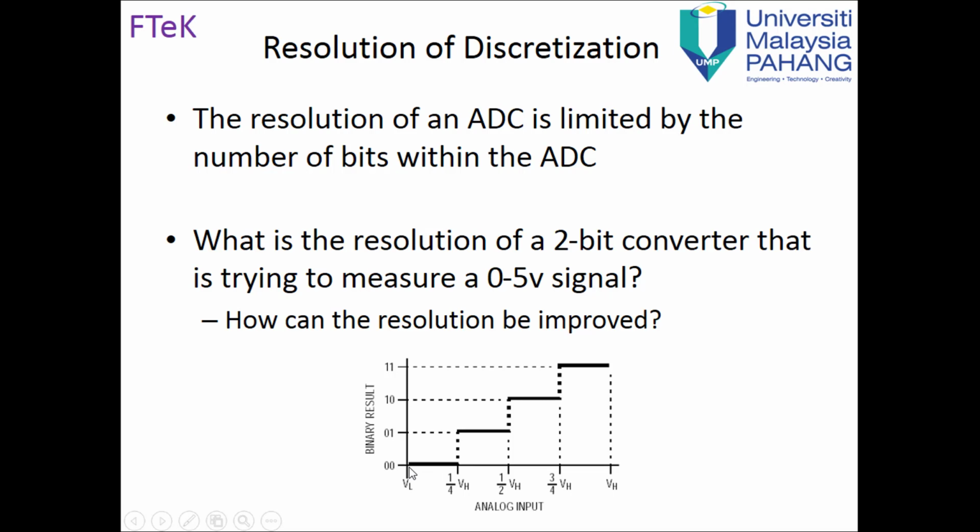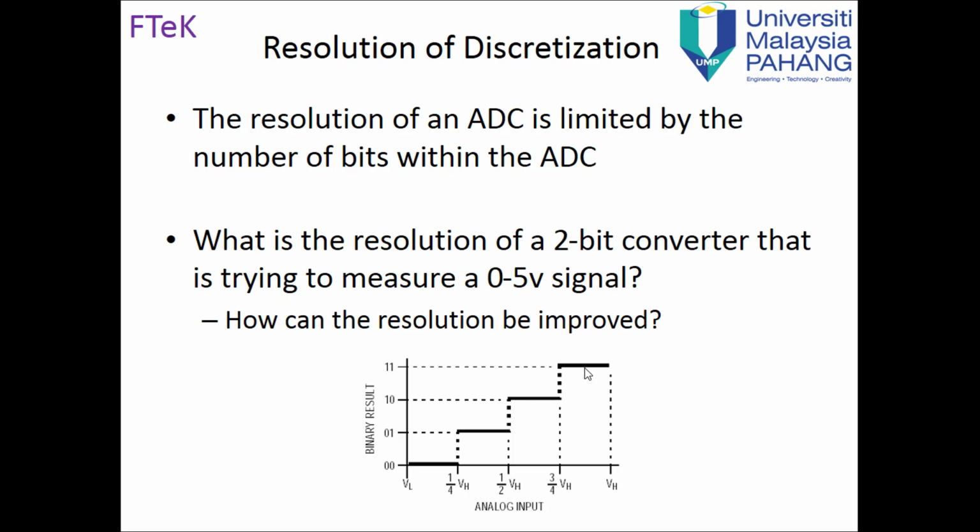So between 0 and 1.25 volt, the result will be represented by 0. Above 1.25 volt, it will be 1, until it reaches 2.5. Above 2.5, it will be represented by 2, and then until it reaches 3/4 of VH. Above 3/4 of the VH, it will be represented by 3. So we have 4 levels: 0, 1, 2, 3. Okay, so this is discretizing.